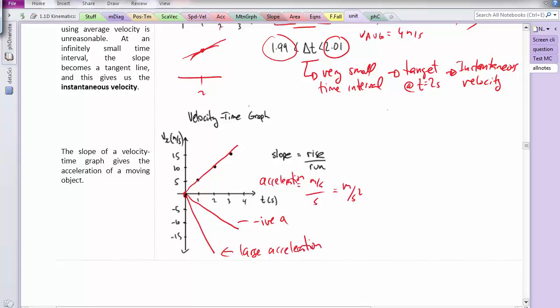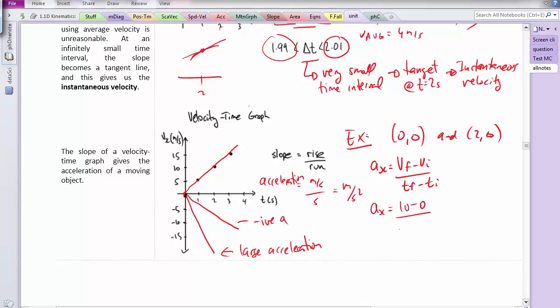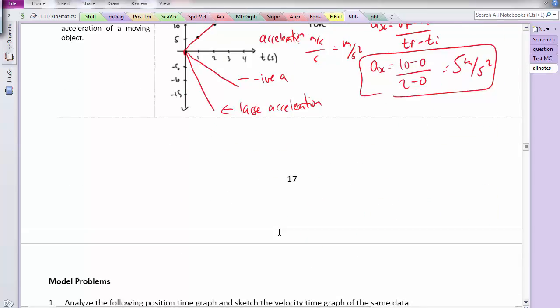Okay, so again, another example, we could use the points 0, 0 and 2, 10. And the acceleration a_x is equal to v final minus v initial over t final minus t initial. And so we have a_x equal to 10 minus 0 over 2 minus 0, which is 5 meters per second squared. Okay, so that would be how we would calculate acceleration from that slope.